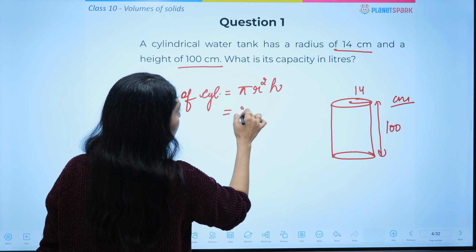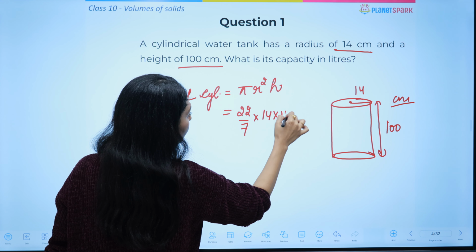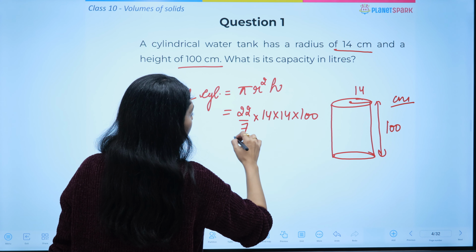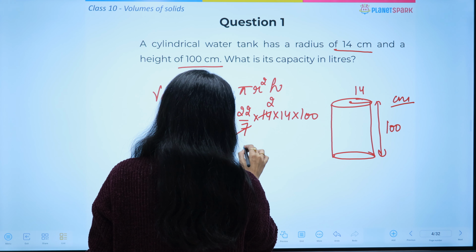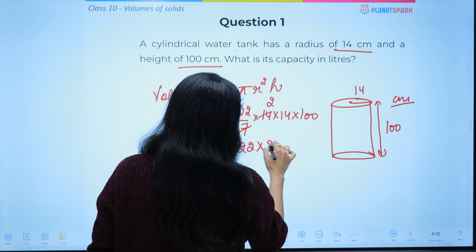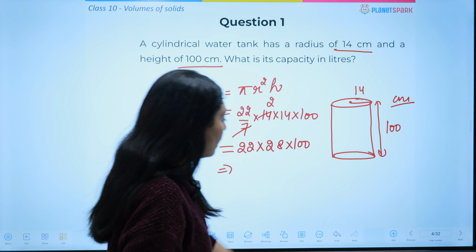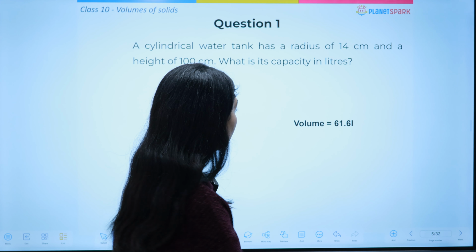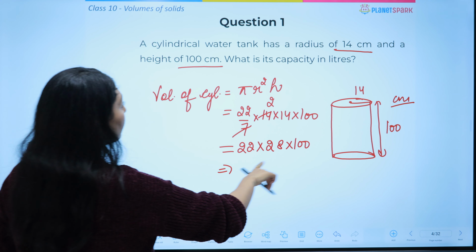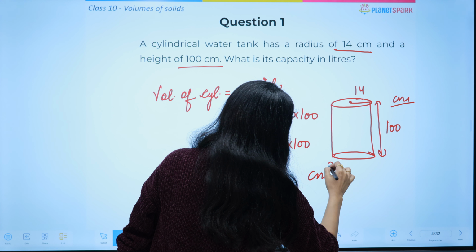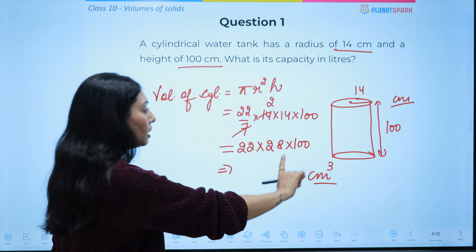So substitute all the values here. 22/7 into 14 into 14 into 100. Right, simply multiply and you'll have your answer. Okay. Calculation part is easy. So you can just see what is the answer here. Yes, everybody. That answer we will be getting in centimeter cube. Right? It is volume, so cubic units, centimeter is the unit, so centimeter cube.